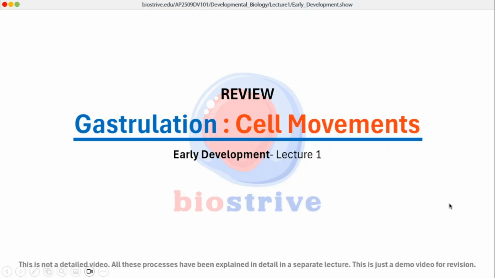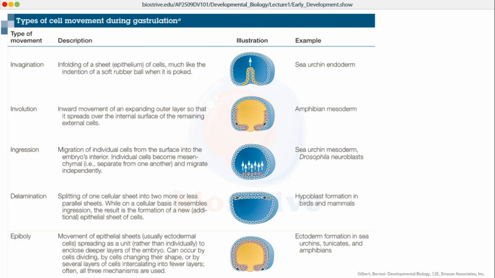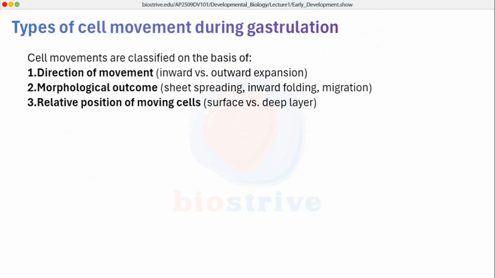We will review different types of cell movements during gastrulation, and the purpose of these movements is to establish specific germ layers. In some organisms there are two germ layers, and in humans and in most of the organisms there will be three germ layers, and the ultimate purpose of these gastrulatory movements is to establish these three germ layers.